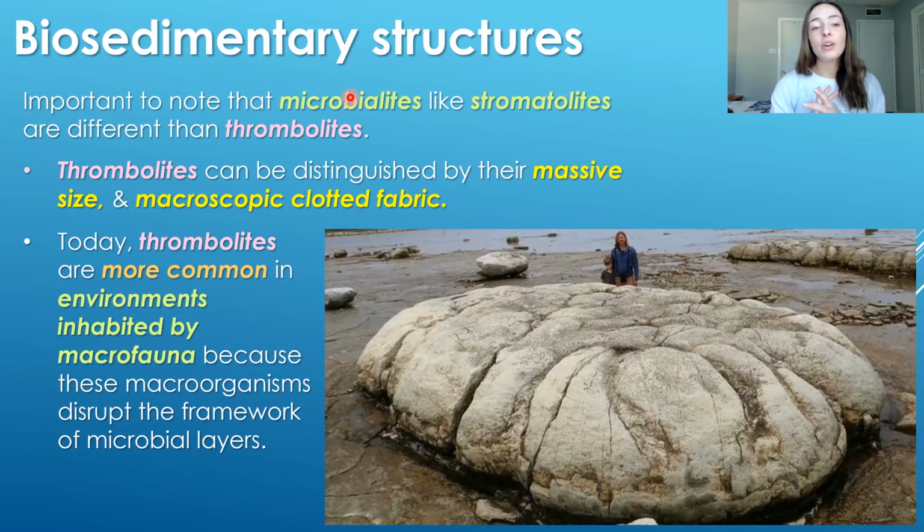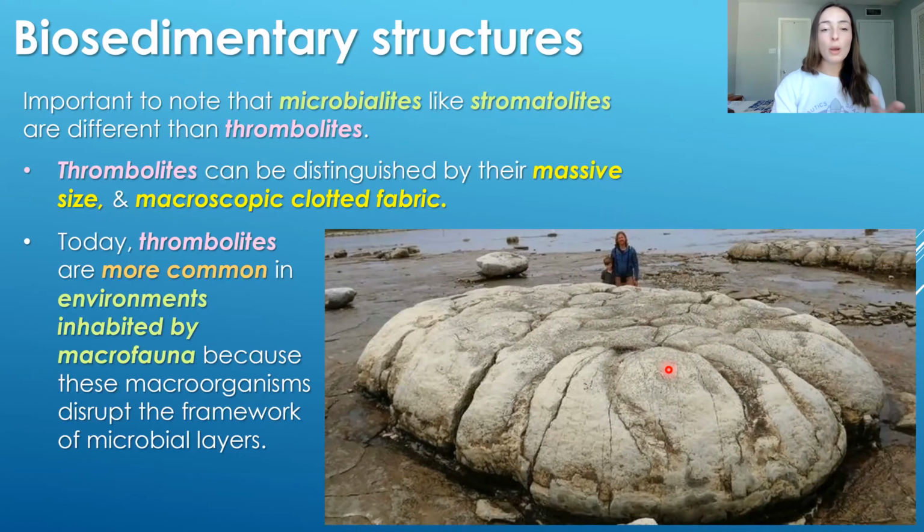The last thing I just want to briefly go over is that it's important to note that microbialites such as stromatolites are different than thrombolites. You may have seen this in a book or heard this term before, thrombolites, and that is because these are similar to microbial mats and look a little bit like them structurally, but as you can see, they can be distinguished from microbialites by their massive size and their macroscopic clotted fabric. So you can see how it's not just a layered mat here. It's got this clotty texture.